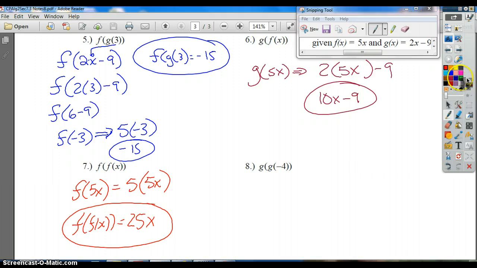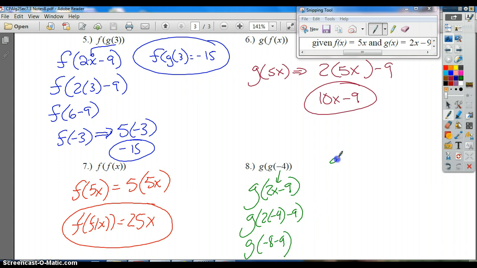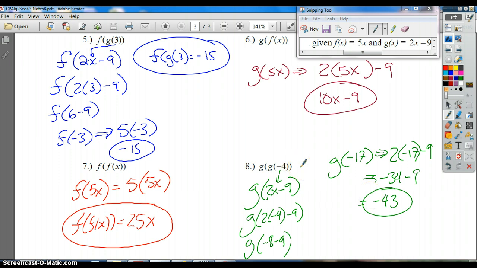So we're doing g of negative 4. Finish up here. Let's start with g of negative 4. So this is 2x minus 9. I'm putting in negative 4 there. So I'm going to have 2 times negative 4 minus 9. So we're doing negative 8 minus 9. So we're doing g of negative 17. Which would look like 2 times negative 17 minus 9. Of course, parentheses there. So 2 times negative 17 is negative 34. We subtract 9 from that, we're looking at negative 43. So, that would be g of negative 4.